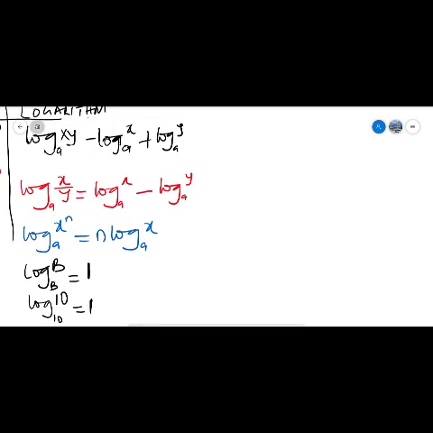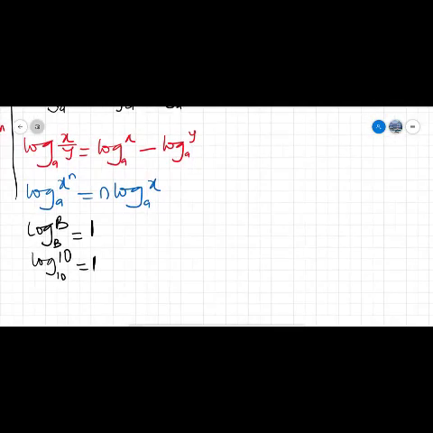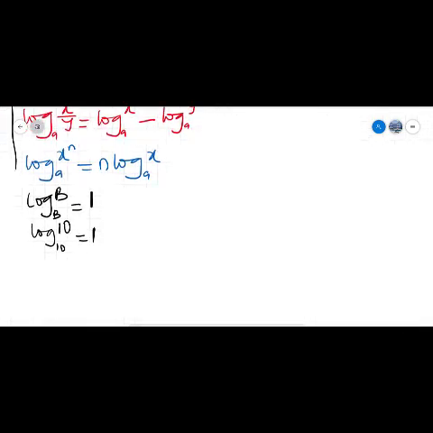And then you must also take note that the log of 1 to any base is equal to 0. The log of 1 to any base is equal to 0. That means if I have log 1 base 10, I must have 0. And then log 1 base y will still give me 0. So the log of 1 to any base is 0.